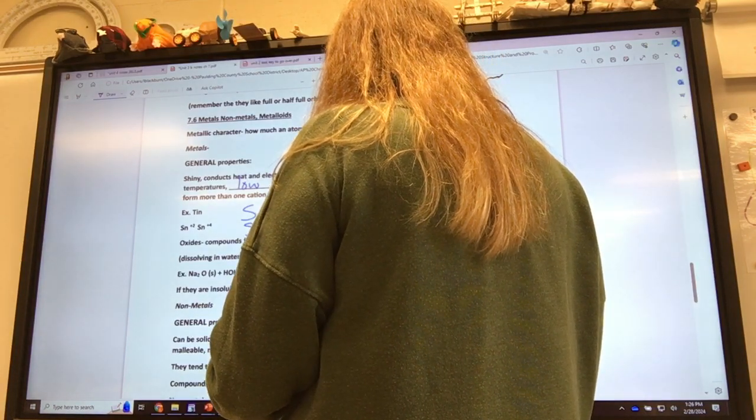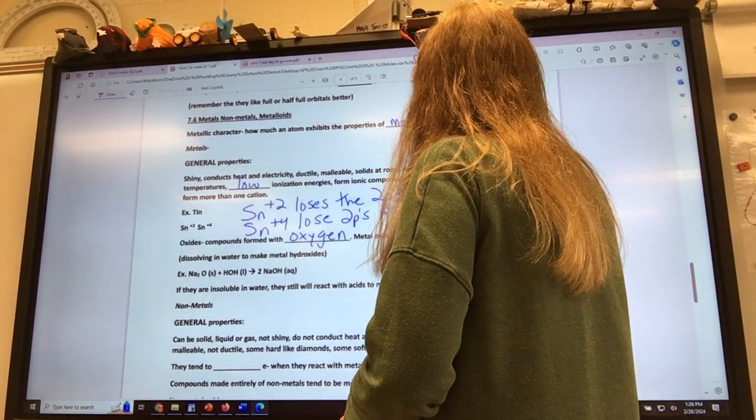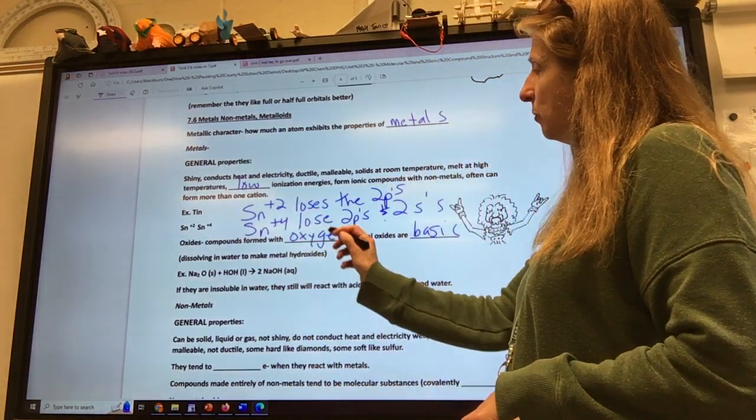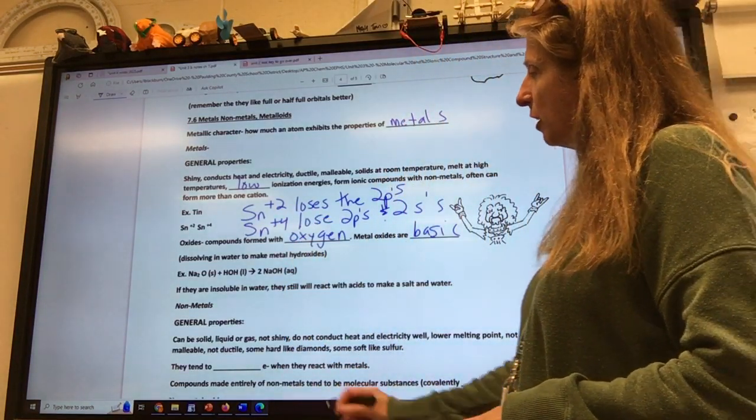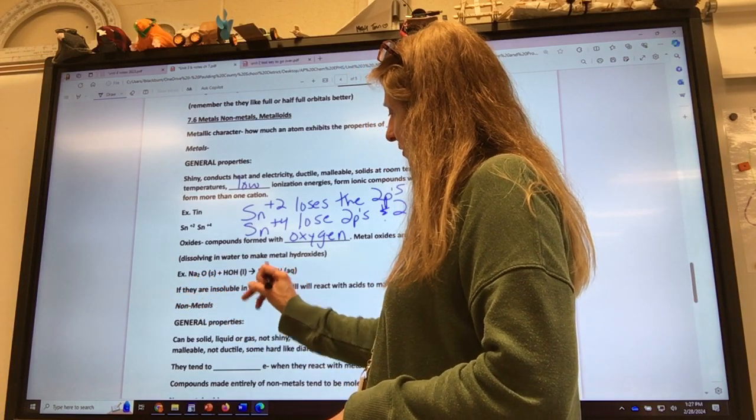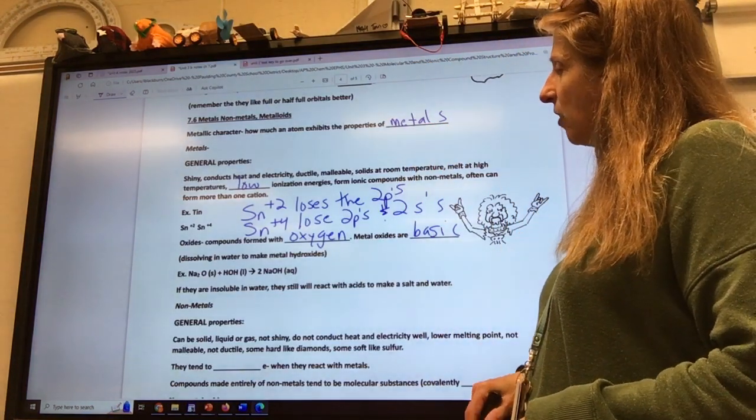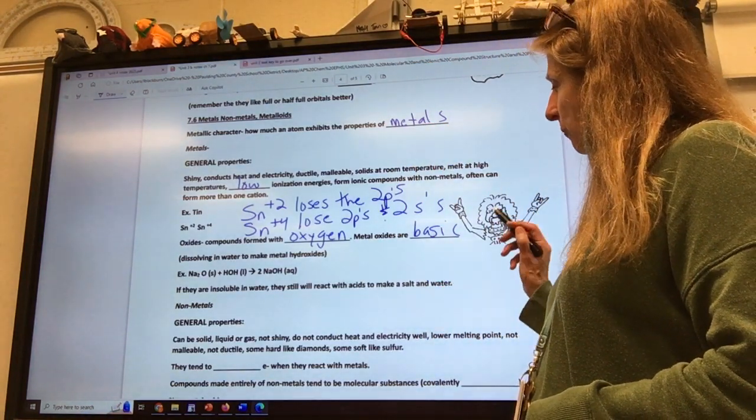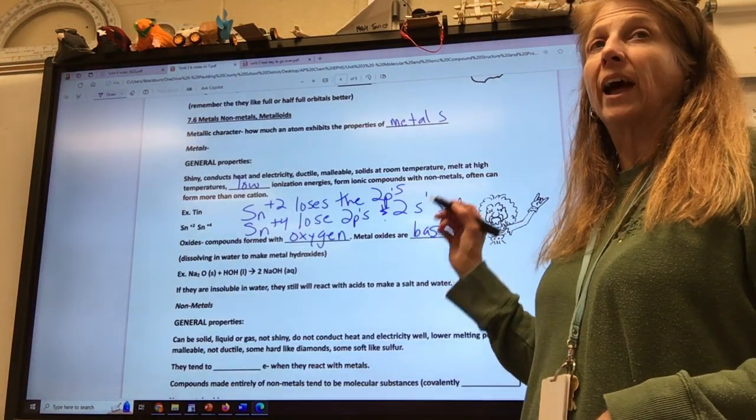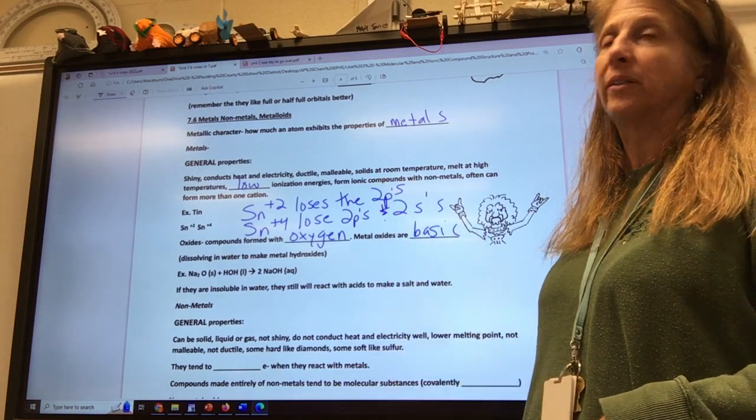Where are we? Am I in my notes? Oh, when you have a metal oxide, a metal formed of oxygen, they're basic, not acidic. They dissolve in water to make metal hydroxide. So, for example, if you put sodium oxide in water, it makes sodium hydroxide, and you know sodium hydroxide is a base. If they are insoluble in water, they still react with acids to make a salt in water, and that's on the bottom of your metal activity series. Remember that certain ones can react with water, others have to react with an acid.